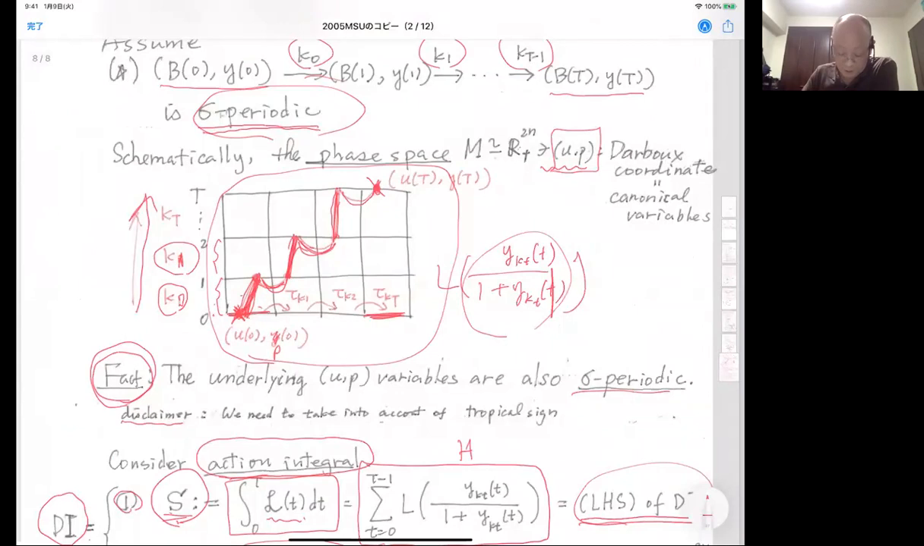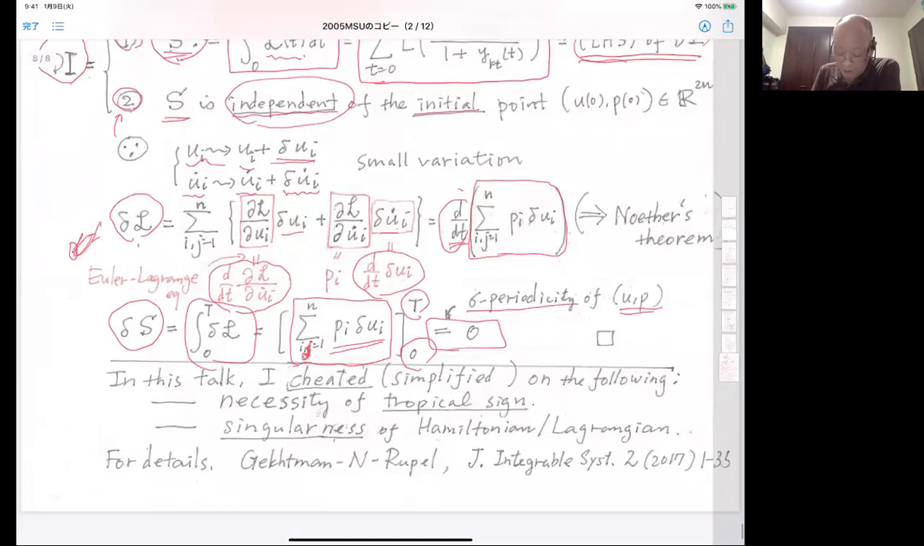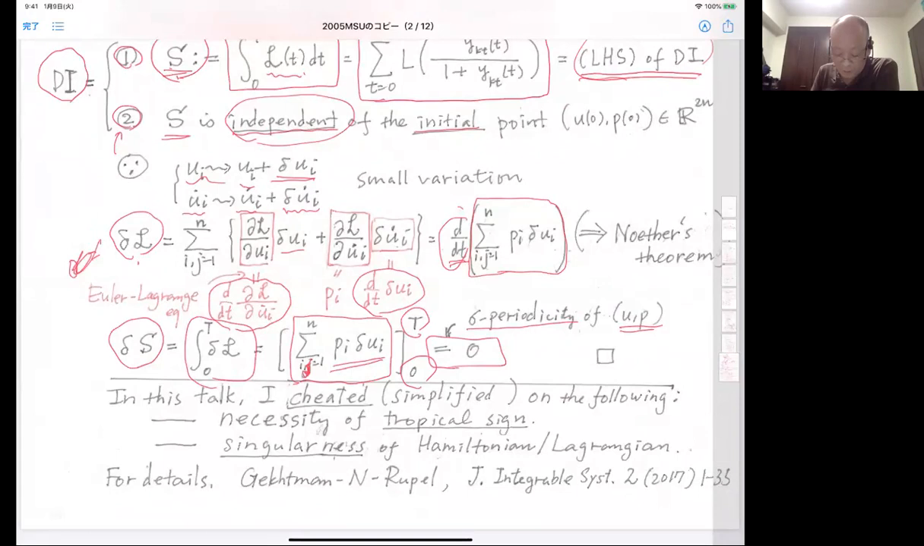Okay, a few words. In this talk, I cheated. I simplified my explanation on the following things. I intentionally skipped the necessity of a tropical sign due to the lack of time. And also this Hamiltonian and Lagrangian are actually singular, and you have to be careful about that. Everything was taken care of very carefully in our paper, so look at our paper for details.